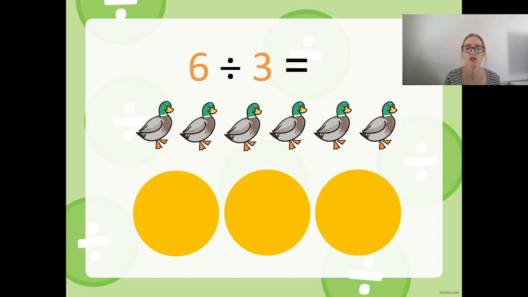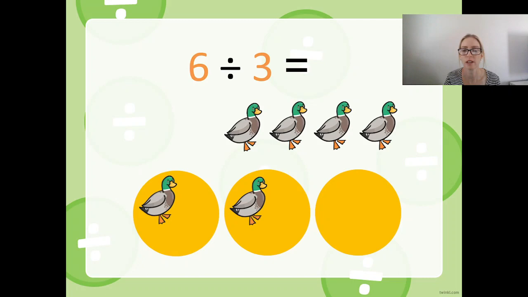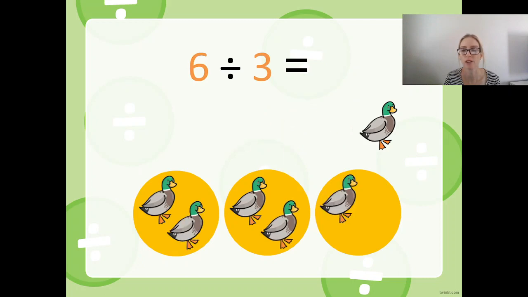If you would like to press pause and try that now on your own, you're welcome to, or you can just listen along. It's up to you. So 6 shared between 3. 1 on the first, 1 on the second, 1 on the third. 1 on the first, 1 on the second, and 1 on the third. What do I need to do now? Check that they are equal.